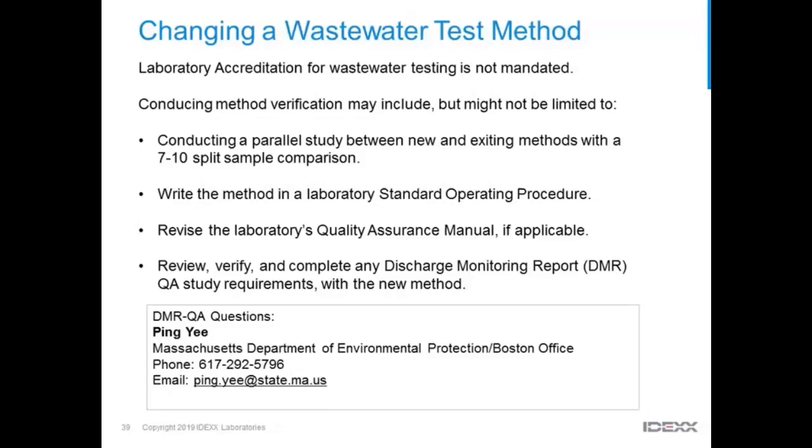Other steps you might want to consider when changing an analytical test method might include, if you have a laboratory quality assurance manual, it might be good to just review that and make any necessary updates. And you would also want to consider reviewing and verifying if there are any DMR QA study requirements that might need to be completed.